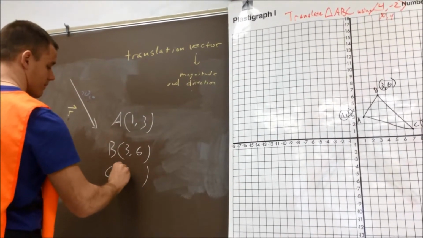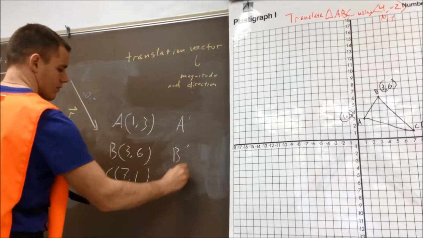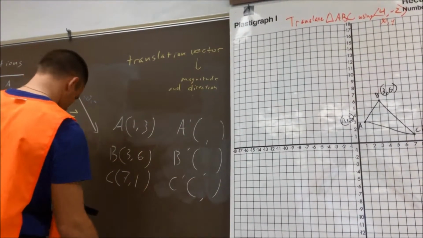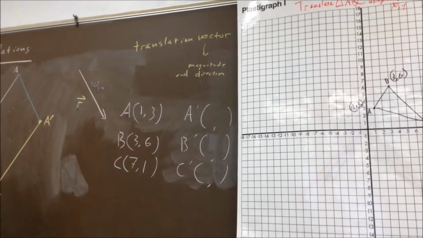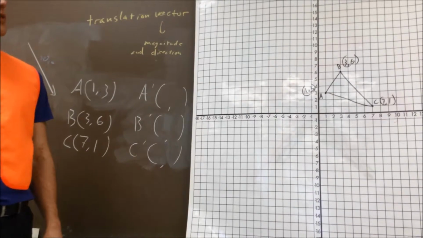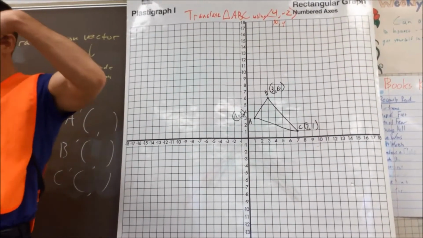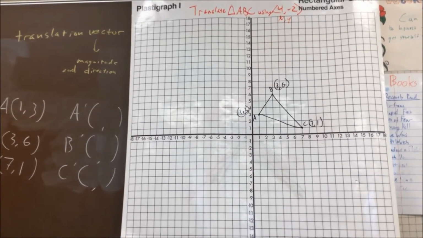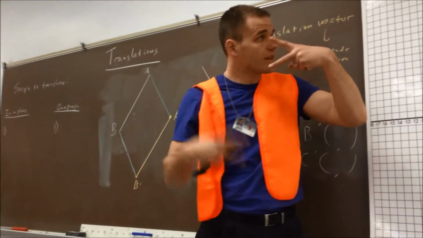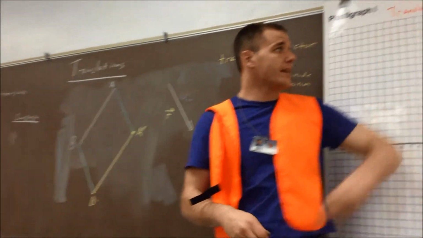All right. So, we're going to use this doing ⟨4, -2⟩. These are sharp brackets here. Sharp brackets, pointy brackets. Okay, they're pointy. Looks like a less than sign and a greater than sign. We're going to translate this using ⟨4, -2⟩.